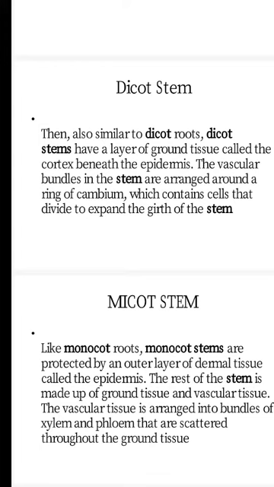Now we'll talk about the monocot stem. Like monocot roots, monocot stems are protected by an outer layer of dermal tissue called the epidermis. The rest of the stem is made up of ground tissue and vascular tissue. The vascular tissue is arranged into bundles of xylem and phloem that are scattered throughout the ground tissue.